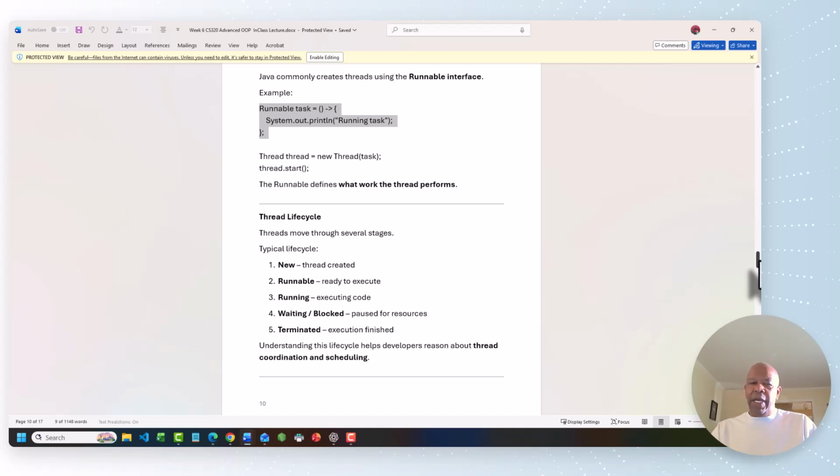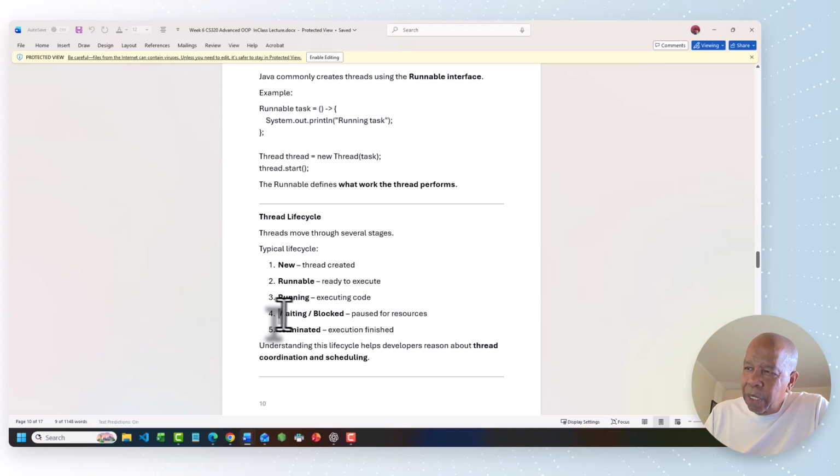Okay, so what are the thread life cycles? I created a thread. It can run in parallel. What are the steps that we'll be going through? Threads move through several stages. Typically a thread first will be new. I create a thread. Runnable, I'm ready to execute. I can start that task to actually start running. Wait and block: pause for resources. I need a resource, I'm waiting to get that resource, or I'm blocked from getting that resource.